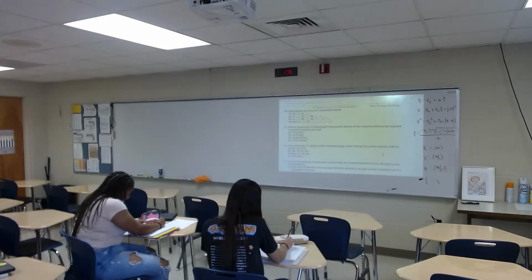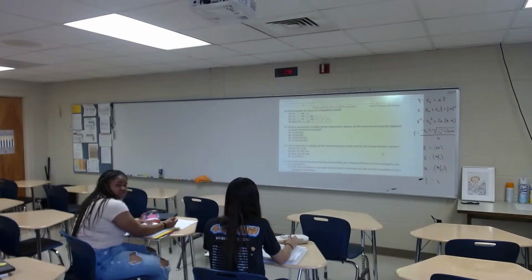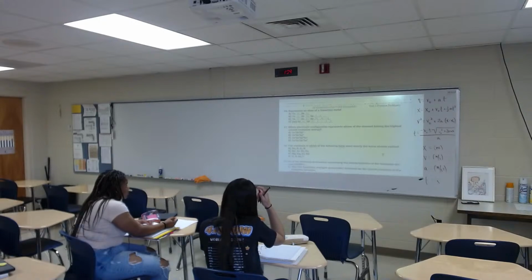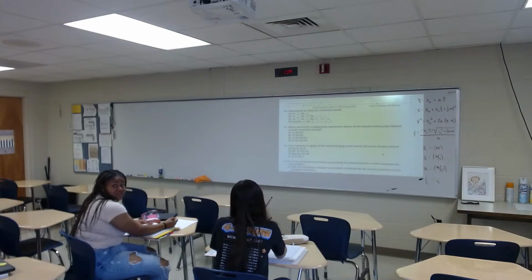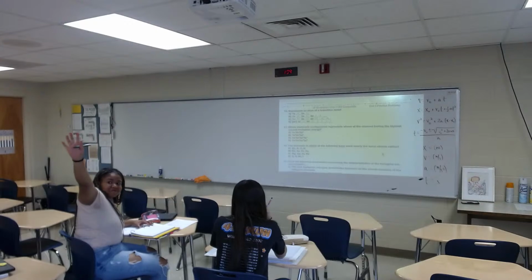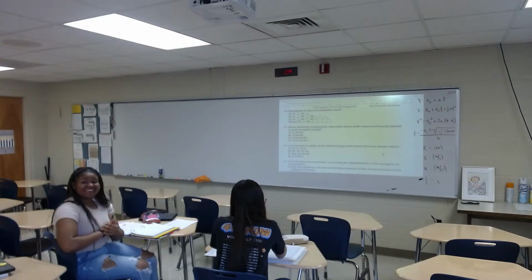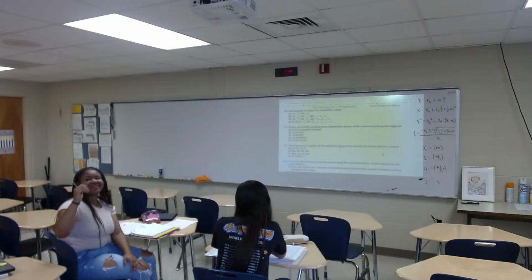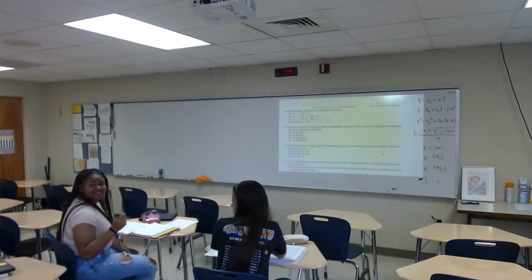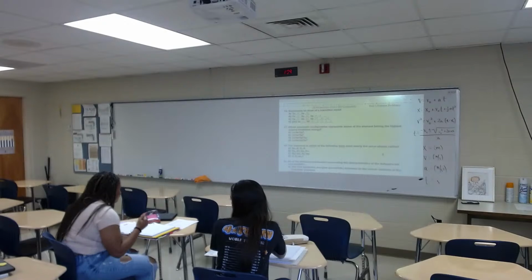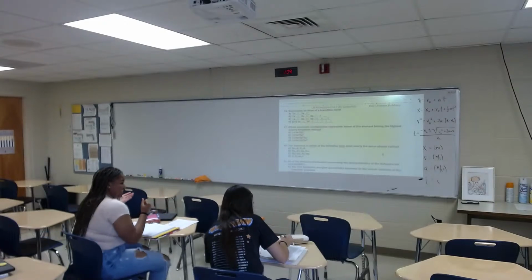17: which electronic configuration represents atoms of the element having the highest second ionization energy? My first guess would be one whose second removed electron is a core electron. That would be C. Wait, what do you mean core electron? The core electrons, let's say you have 3s and 3p. It's not the valence electrons. Okay.